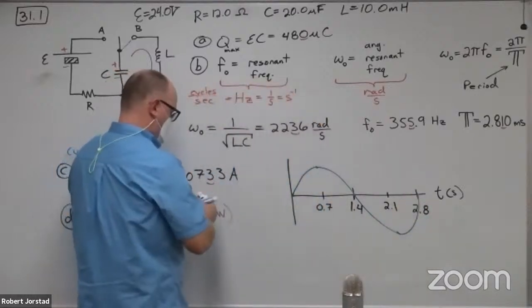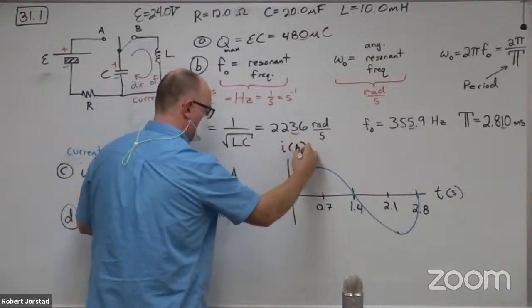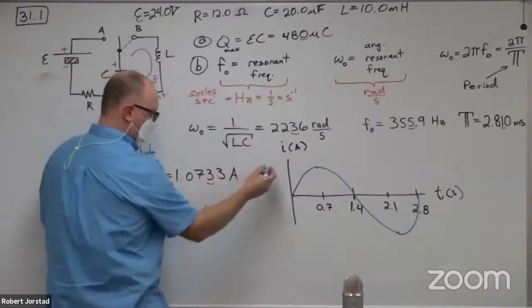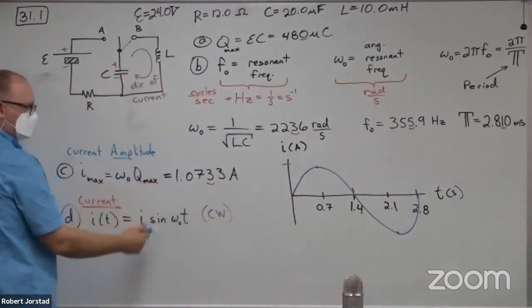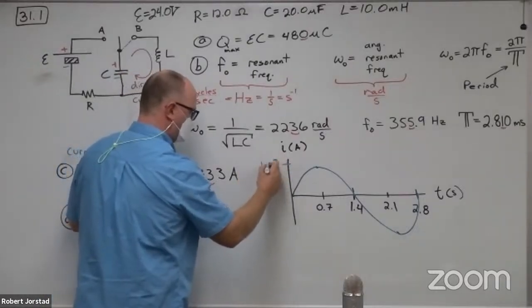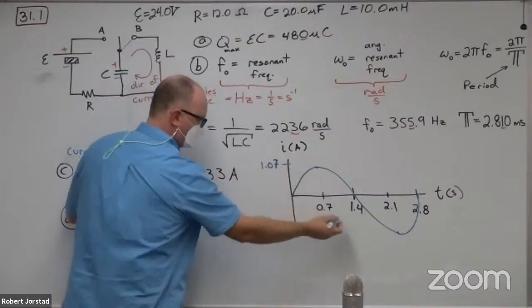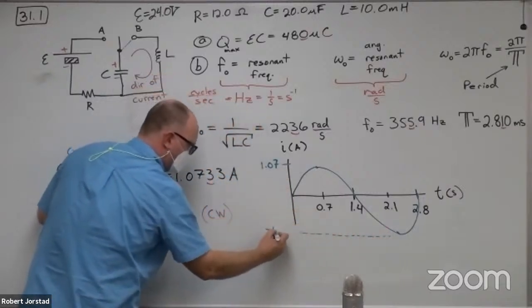And then what are we plotting here? I in amps. And what's the peak value? About 1.07 amps. And what's this minimum value here? Negative 1.07, right?